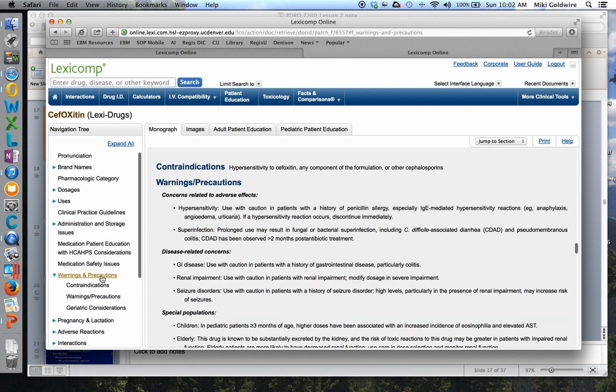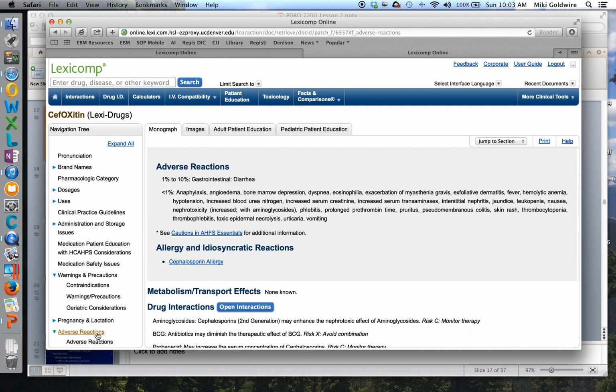So if we click on warnings and precautions, we see here a warning about hypersensitivity. Used with caution in persons with a history of penicillin allergy, especially IgE-mediated hypersensitivity reactions, anaphylaxis, angioedema, urticaria. And then if we click on allergy, adverse reactions, we see more information. And we see under allergy and idiosyncratic reactions, a hyperlink to cephalosporin allergy.